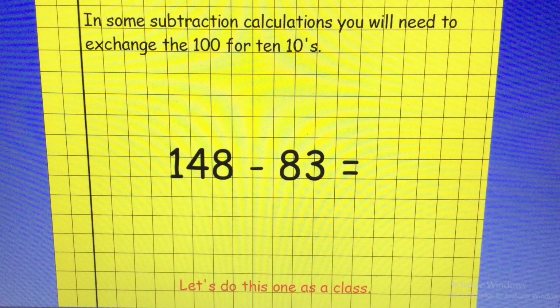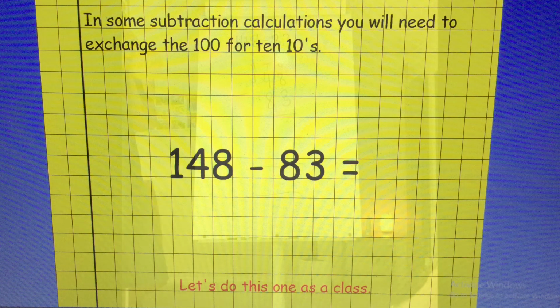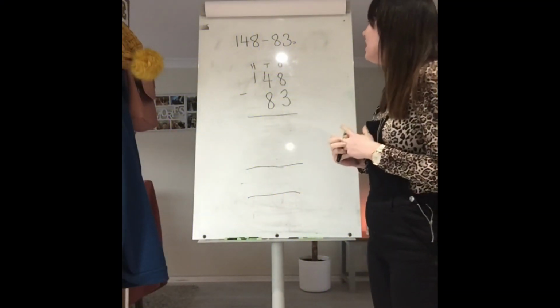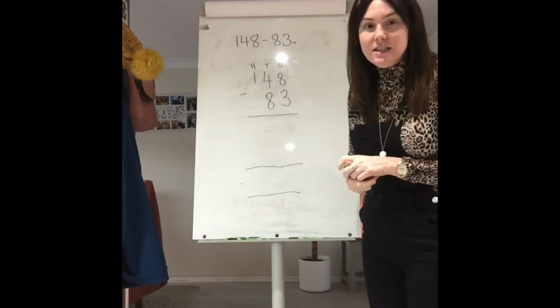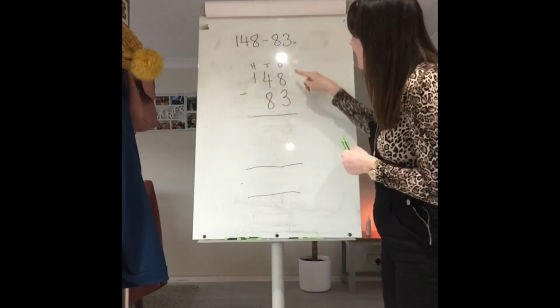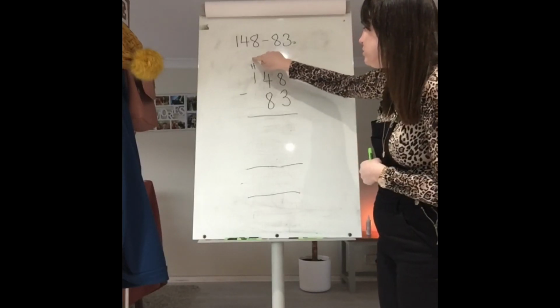The next subtraction we're going to work on is where we're going to need to exchange the 100 for 10 tens. Follow along with me and see how you get on. Okay everyone, here's our next calculation that we're going to do together. It's 148 take away 83. So I've set up my column method nice and neatly. I've labelled my ones, tens and hundreds column.